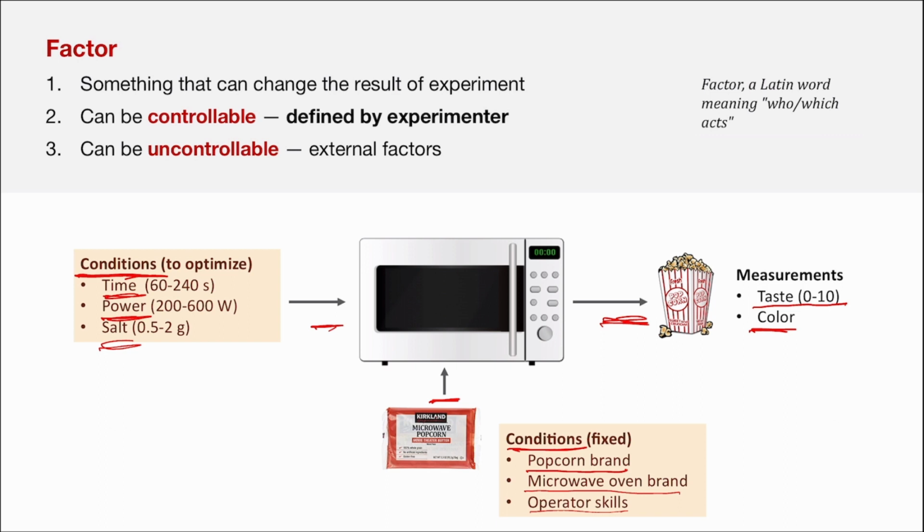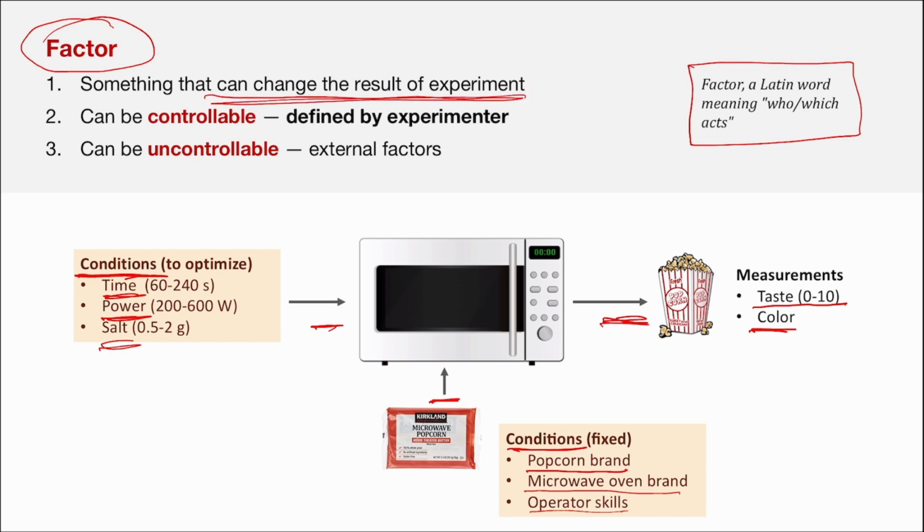The inputs we will call factors. So factor, you know that this is a Latin word meaning who which acts. It's something that can change the result of your experiment. And then if you change the factors manually, they are controllable factors. If you cannot control them, they are external factors. For example, let's say the temperature outside or humidity in the room that you're cooking in, these are uncontrollable factors because in this particular case, you cannot change them directly.